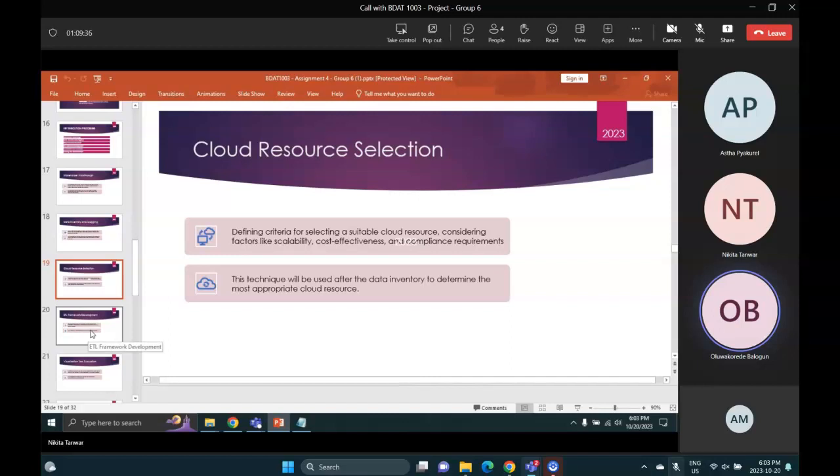For the cloud resource selection, we're trying to define criteria for selecting a suitable cloud resource and consider factors like scalability, cost effectiveness, and compliance requirements. Next slide.